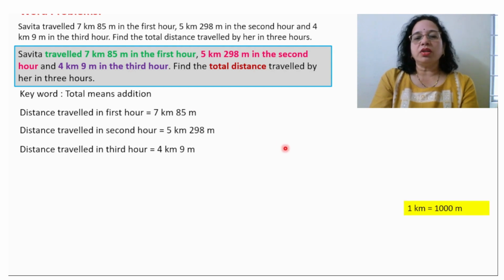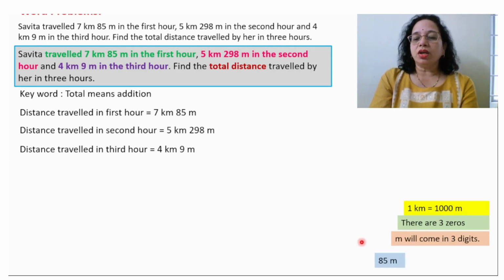And now here we know that 1 kilometer is equal to 1000 meter. So using this sentence you can find out the relation. 1 kilometer is equal to 1000 meter. Here we have 3 zeros. What does it mean? Meter will come in 3 digits. So here 85 meter. So we have two options. You can write 850 or you can write 085.